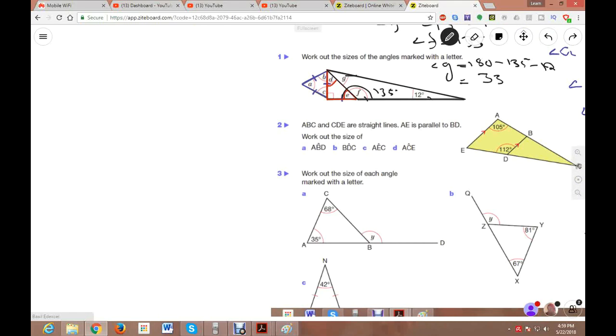Okay, now in question number 2, the figure given to us is a trapezium inscribed in a triangle.